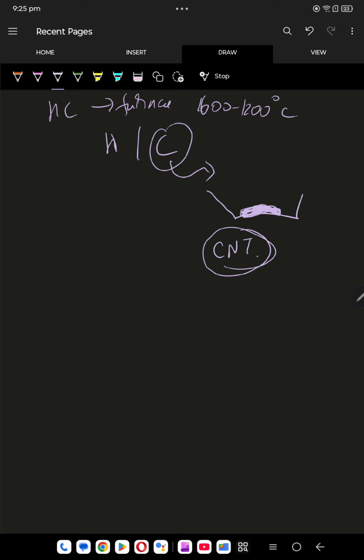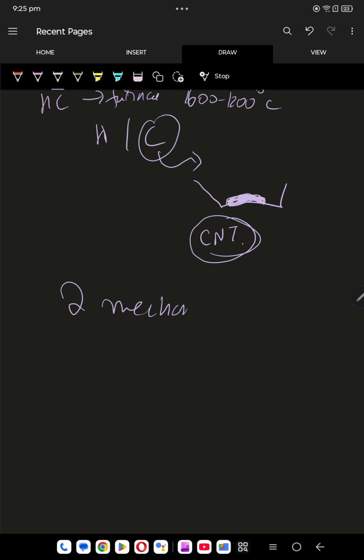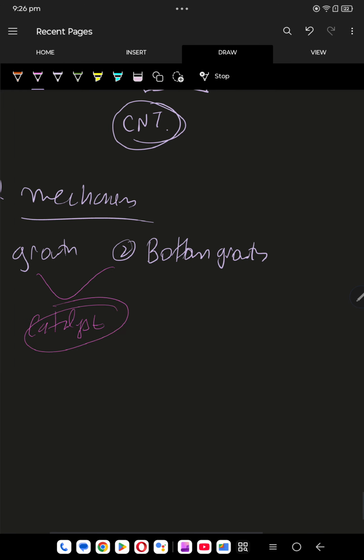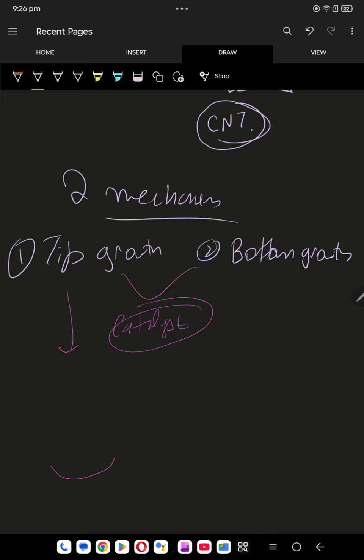That's it. Now there are two mechanisms which are followed here. One is tip growth, and one more is bottom growth. How will you remember? This is being spoken with respect to the catalyst. In tip growth, the catalyst is going to be at the top and the carbon nanotube is going to be formed below it. The carbon comes on the catalyst, it dissolves in the catalyst, and the nanotube is formed below the catalyst.